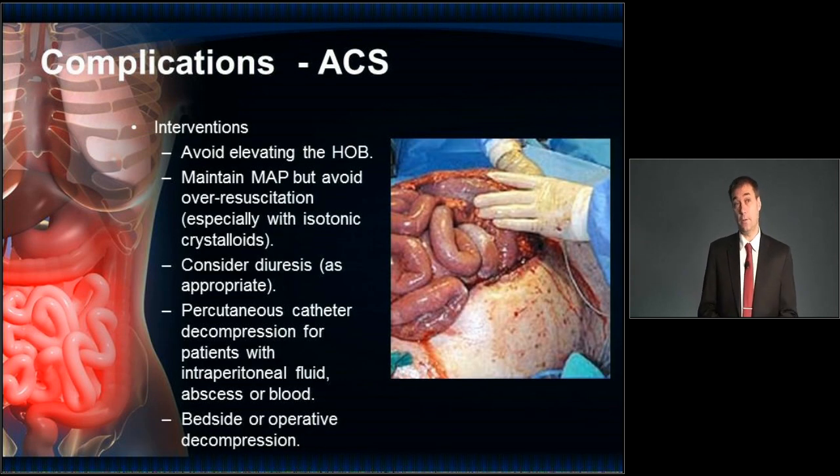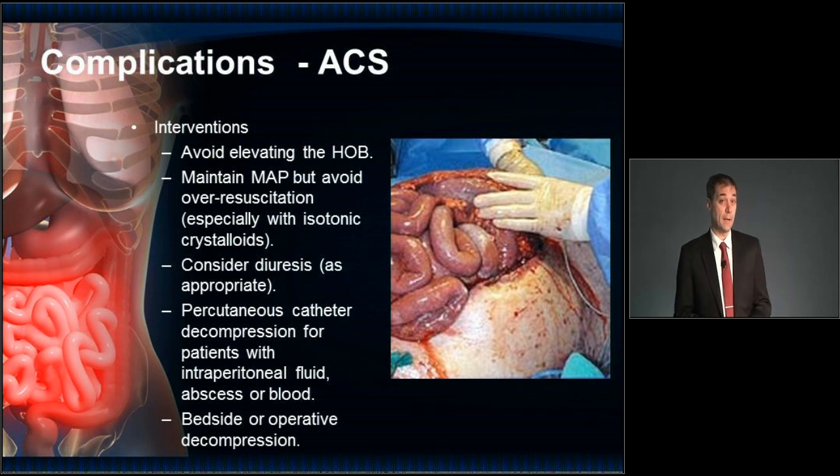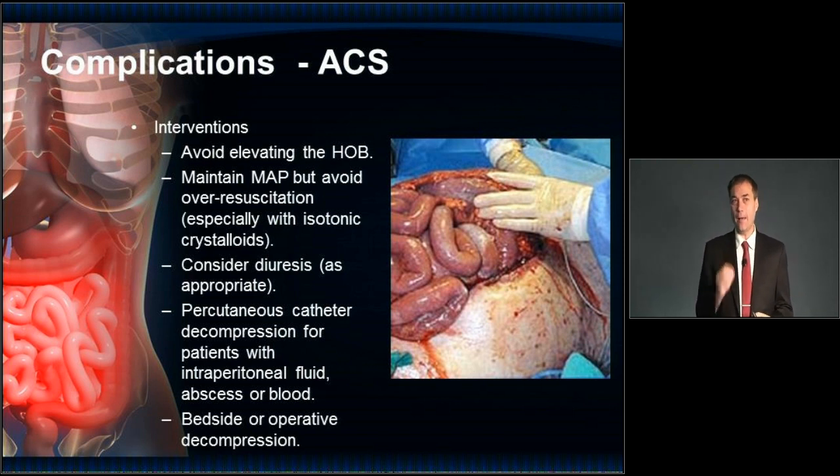So what are the interventions for abdominal compartment syndrome? Avoid elevating the head of the bed. That's just going to increase pressure as the patient folds. Keep the patient flat. Maintain a healthy mean arterial pressure as much as possible, but remember, you don't want to be dumping crystalloids in these patients to get their blood pressure up, because where are the crystalloids going to go? They're going to leak in the abdomen and make the edema and pressure worse in there.